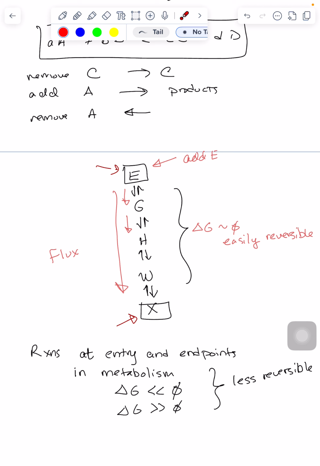So imagine E is our gatekeeper. It's our regulatory reaction, E to G. And we create conditions now where this reaction is happening. It's going to increase flux for everything until we get to X and beyond. So these reactions and other entry points tend to control metabolic pathways. And so our regulatory steps tend to have delta Gs that are far away from zero, and it could be in the direction of spontaneity in one direction and not spontaneous in other directions.